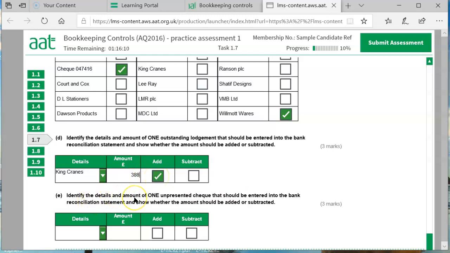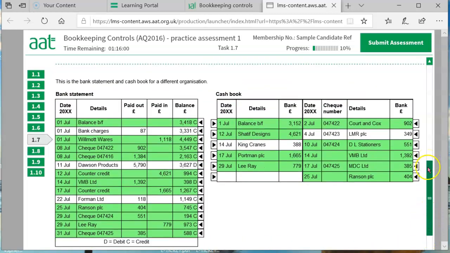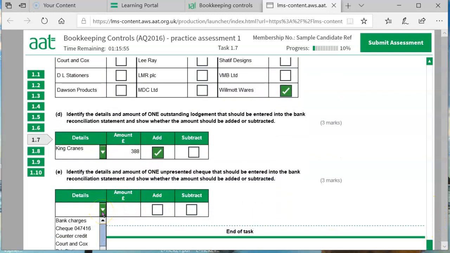Then identify the details and amount of 1 unpresented check that should be entered in the bank reconciliation. The 1 unpresented check over here is LMR PLC for 349. So let's find LMR PLC for 349, and this unpresented check should be subtracted. Okay, so that is your task 7 from practice assessment 1, and I'll do practice assessment 2 also in a minute. Thank you.